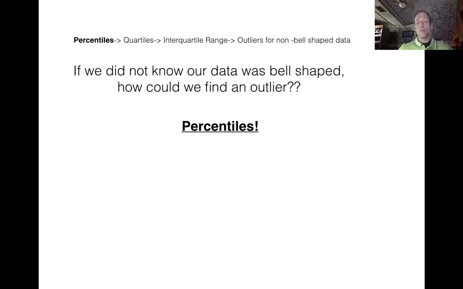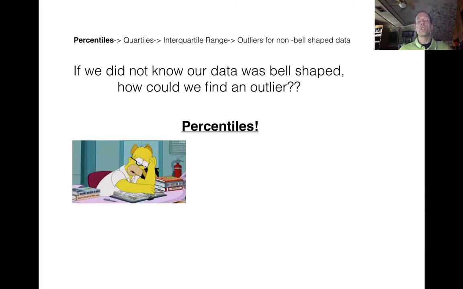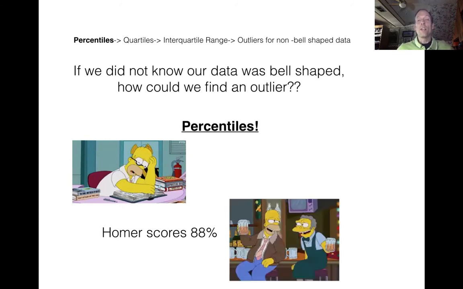So to illustrate our way into the concept, imagine that Homer Simpson comes in. He takes the first exam with us. And Homer Simpson finds out that he scores an 88%, 88 out of 100 on his test. So Homer's really happy with this. He goes home and he celebrates.